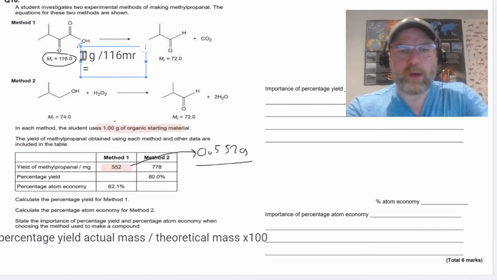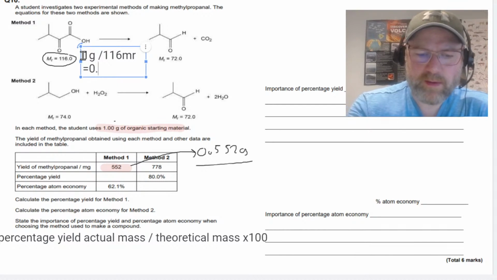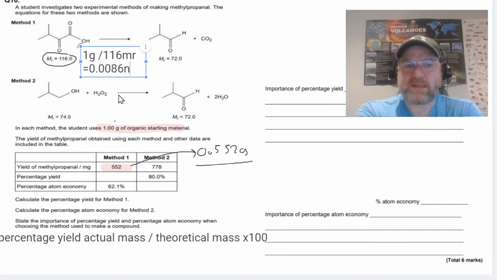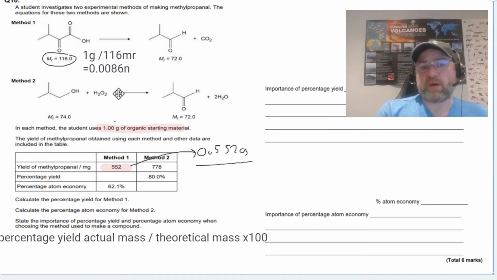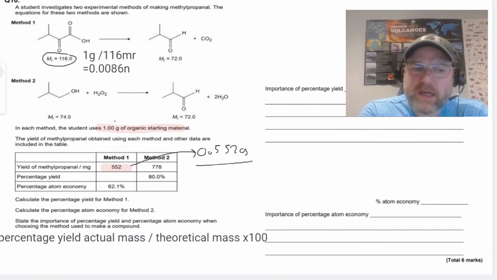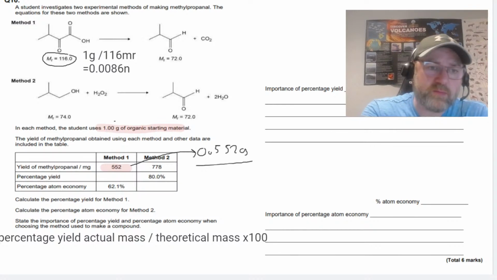And I've got 0.0086 moles. Okay, so that's how many moles of my starting product I've got. We can see this is a one-to-one reaction. You might say, how can you see it's a one-to-one reaction? Look, there's no numbers in front. So 1 molecule of that makes 1 molecule of our desired product. So that means it's a one-to-one reaction.